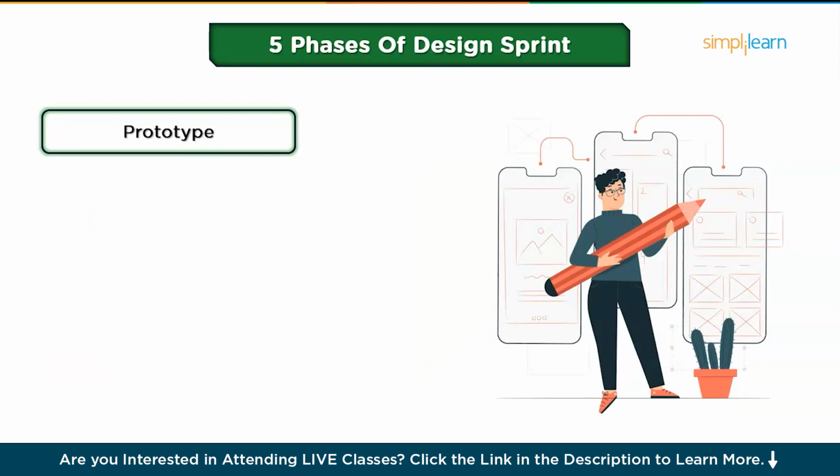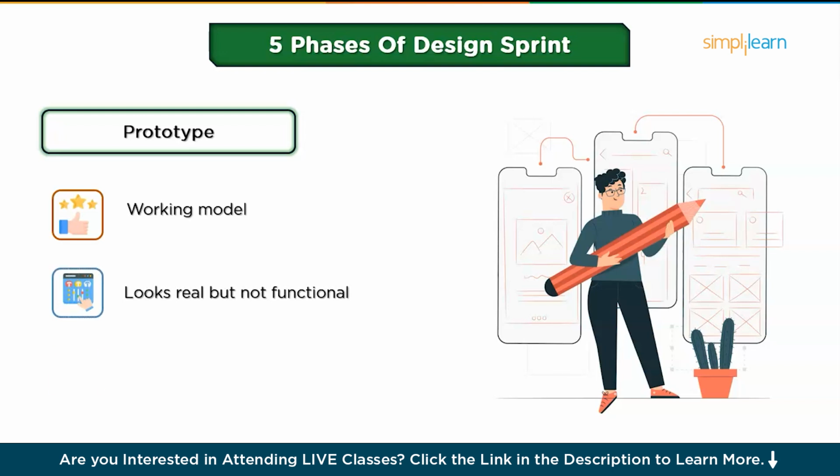So the prototype phase is about bringing the chosen idea to life in a quick and realistic way. Teams build a working model of the solution that looks and feels real but isn't fully functional. Tools like Figma, Sketch, or InVision are often used to create interactive prototypes. So for example, in the grocery app, the team creates a clickable prototype of the new search bar and navigation system. Users can interact with the prototype to search for items, browse categories, and add products to their cart.